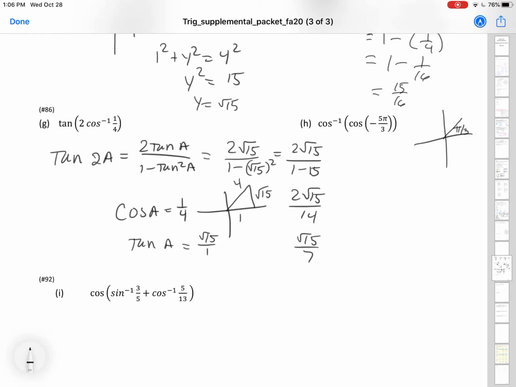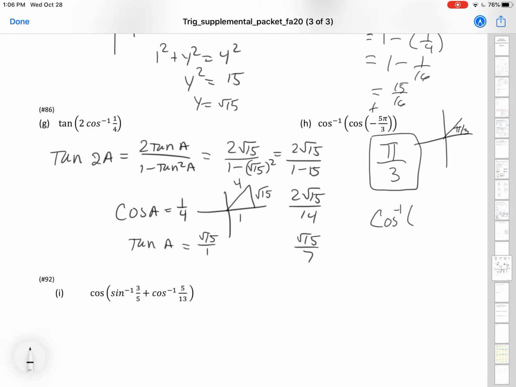You know that this is going to be a positive cosine value, and it's going to be a pi over 3 angle, and in the first quadrant the answer is simply pi over 3. The cosine inverse of cosine of negative 5 pi over 3 is going to be pi over 3. If you didn't believe me, go work it out.